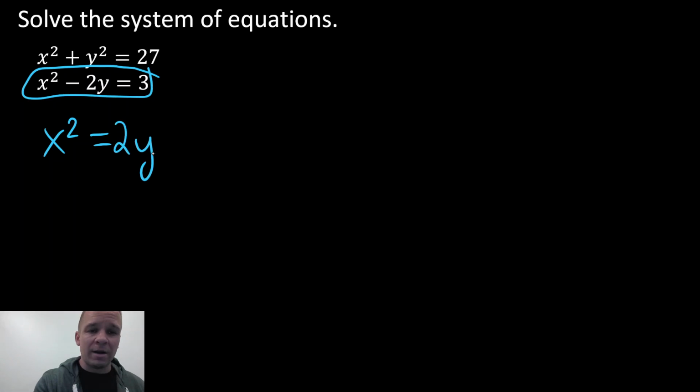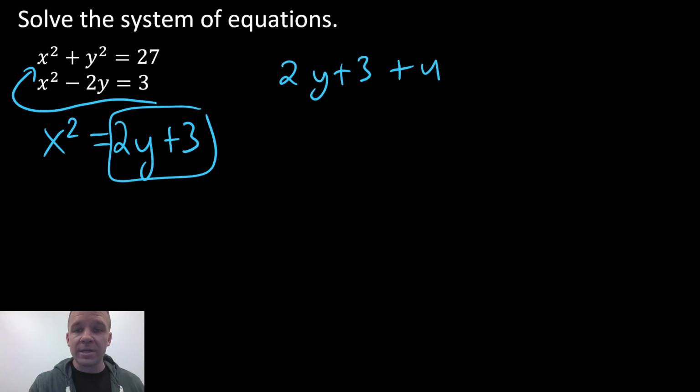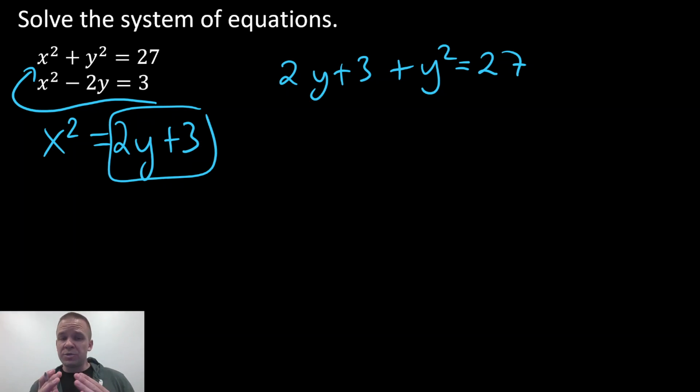So I'm going to add 2y to both sides, and I'll have 2y plus 3. I'm going to take that 2y plus 3 and substitute it in place of x squared. So I will now have 2y plus 3 plus y squared equals 27. It gets plugged in for the entire x squared. If this was just x equals 2y plus 3, then it would be a quantity squared. But because I'm substituting in for x squared, it looks just like this.